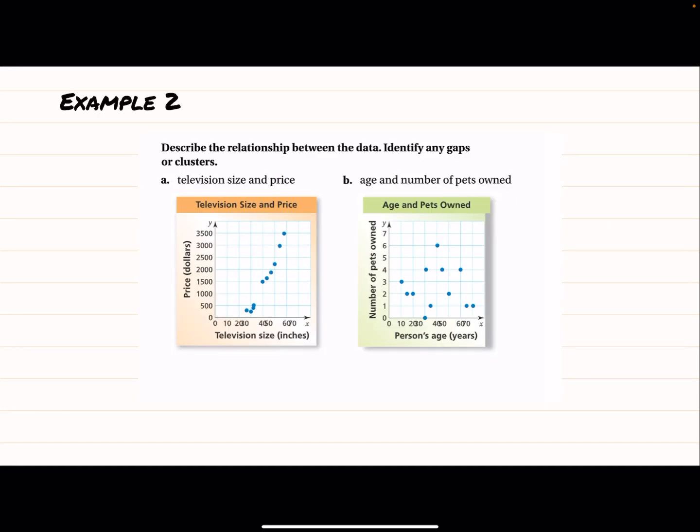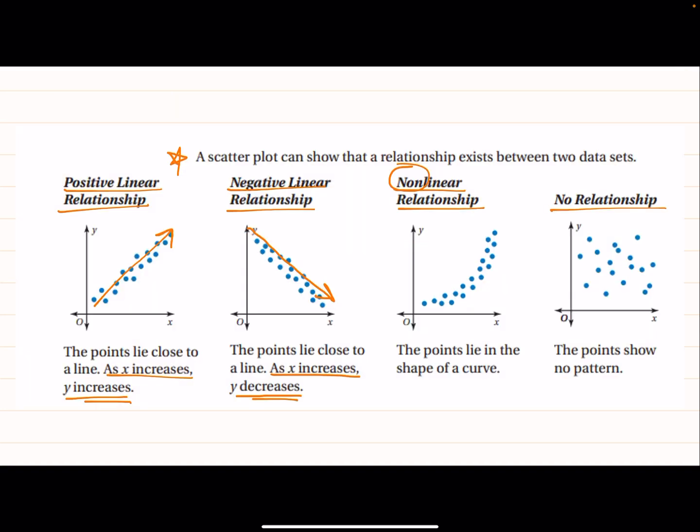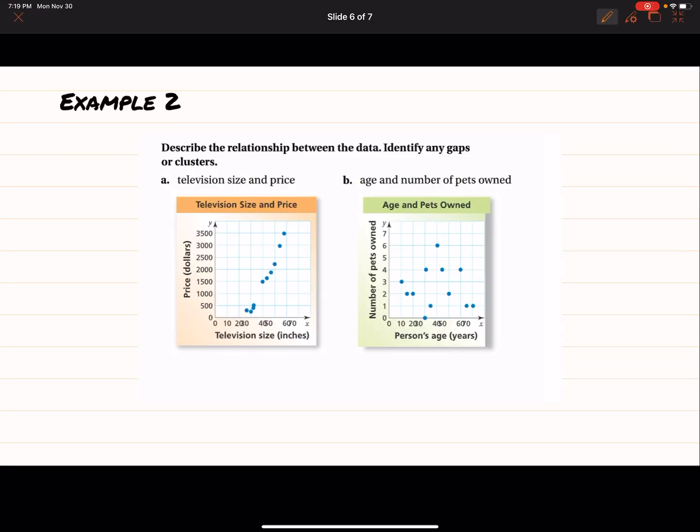Okay, example 2. Describe the relationship between the data, identify any gaps or clusters. Okay, let's look at these two tables. Let's just look at example A. Television size and price. So the first part here says describe the relationship between the data.